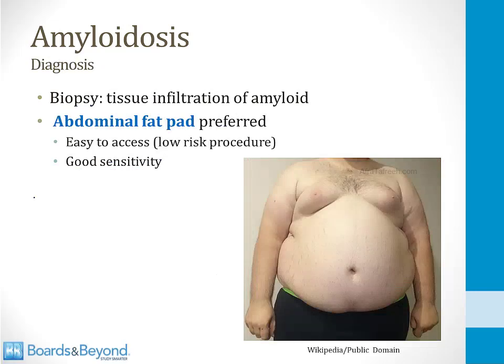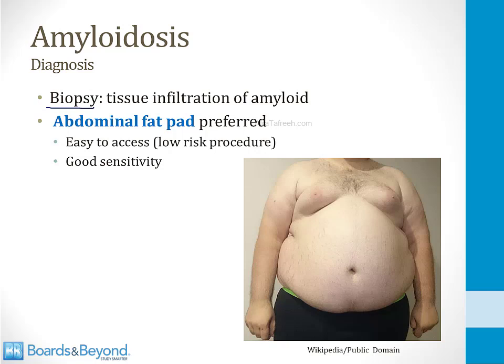So as I told you before, amyloidosis is a difficult diagnosis to make. It's very rare, and the symptoms mimic many other disorders. When you do suspect a patient of having amyloidosis, you need to perform a biopsy and demonstrate that amyloid is infiltrating tissues. Now, you could biopsy the heart or the kidneys, but these organs are difficult to reach, and it's generally risky to biopsy those organs.